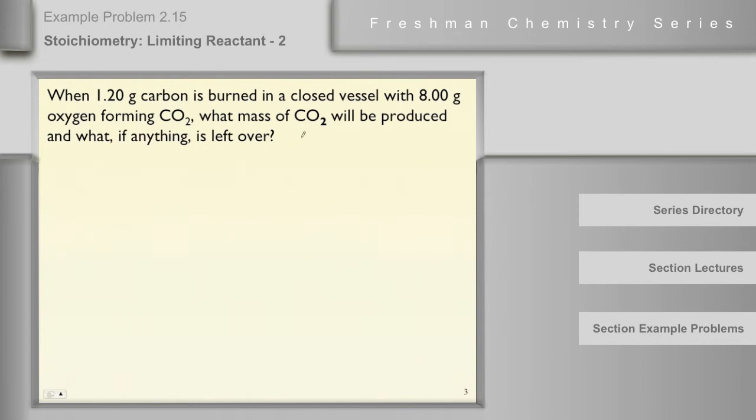So, carbon plus oxygen goes to CO2. And we start with 1.2 grams of carbon. We don't know how much CO2. We know we have 8 grams of O2.